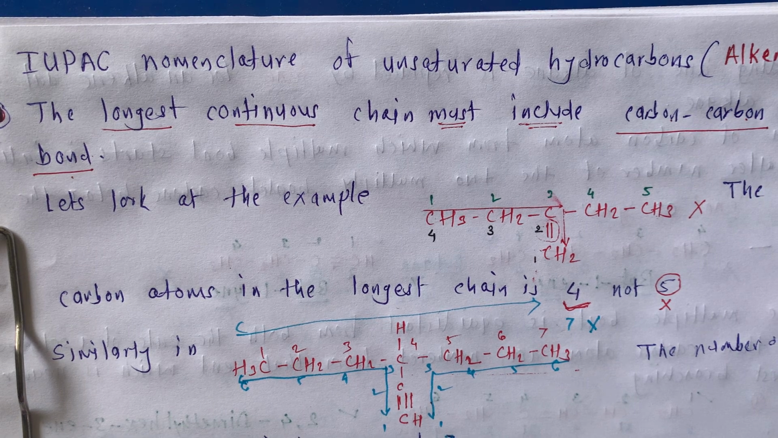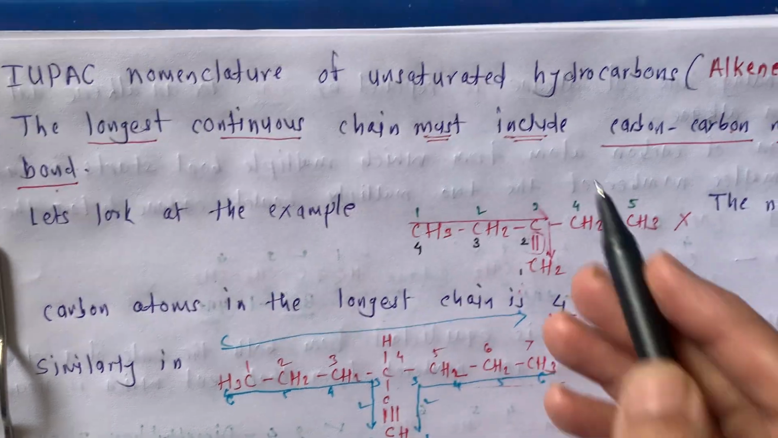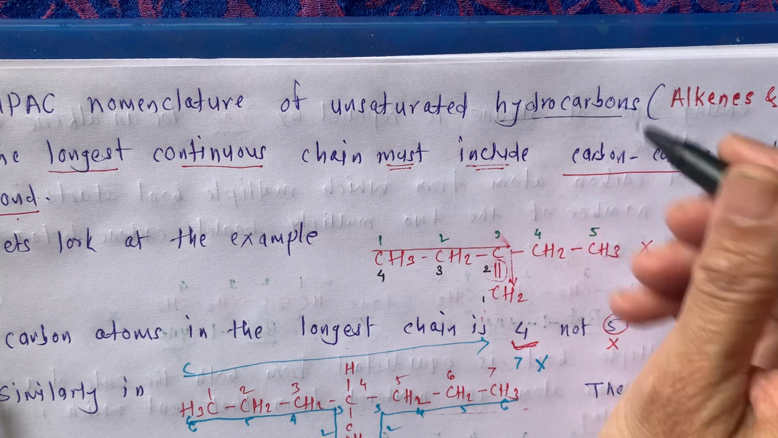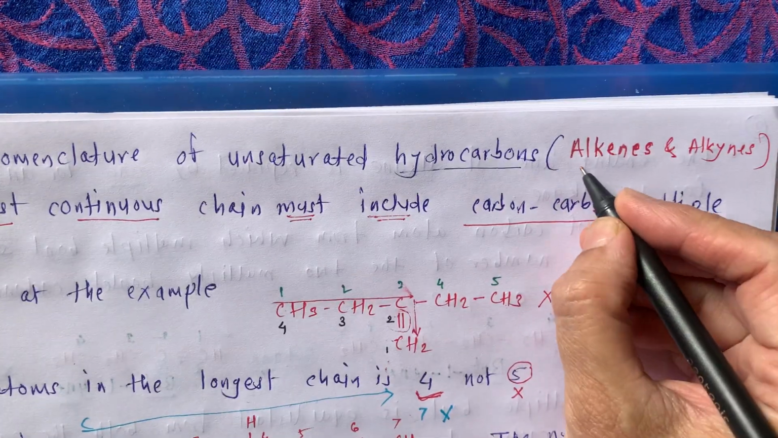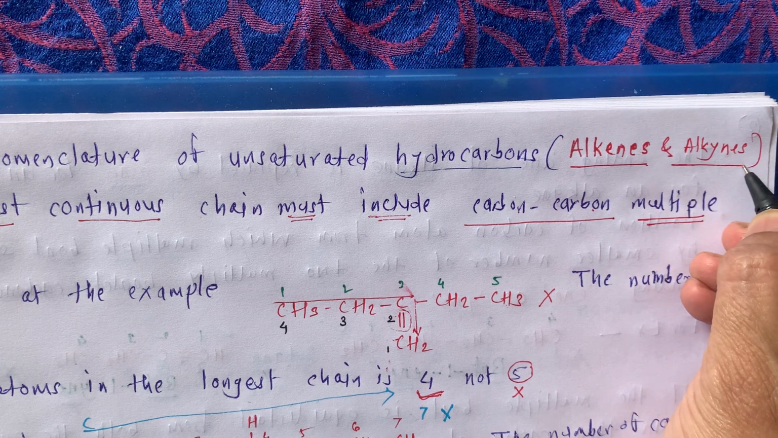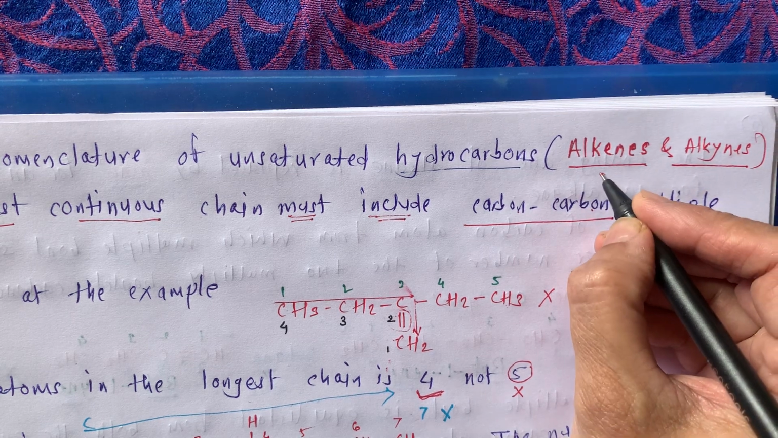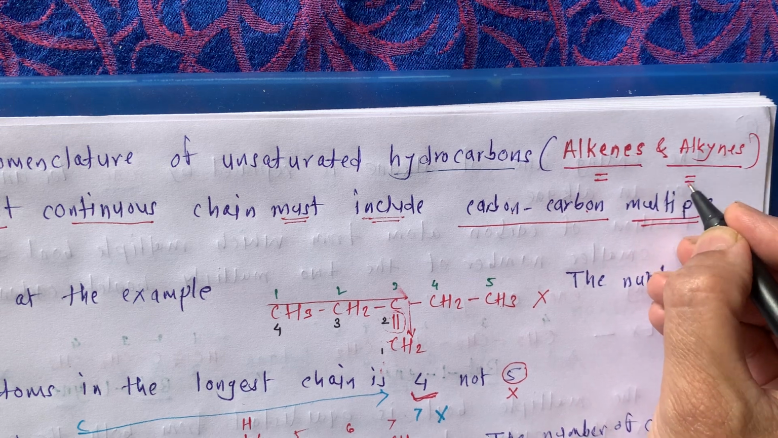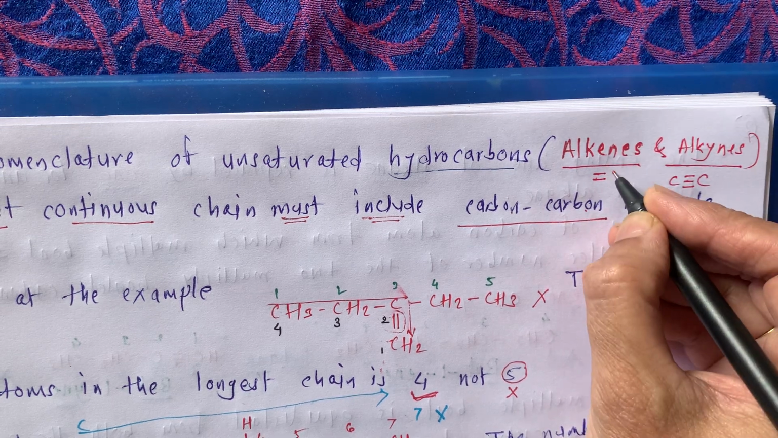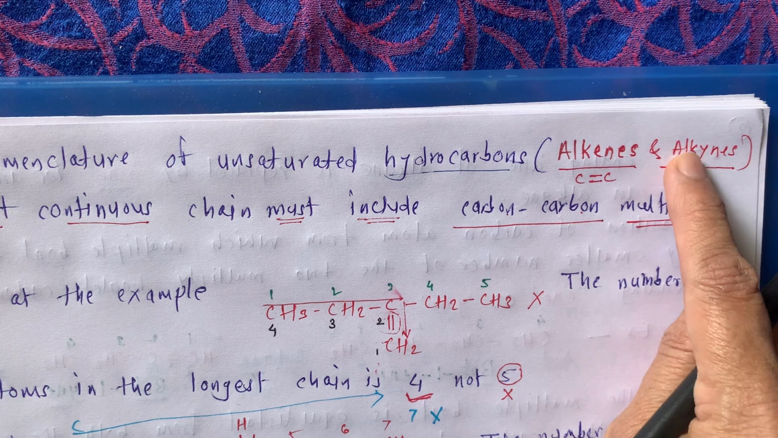Our next topic is IUPAC nomenclature of unsaturated hydrocarbons. Unsaturated hydrocarbons are nothing but alkenes and alkynes. When there is a double bond, it is known as an alkene. When there is a triple bond between carbons, that is an alkyne.